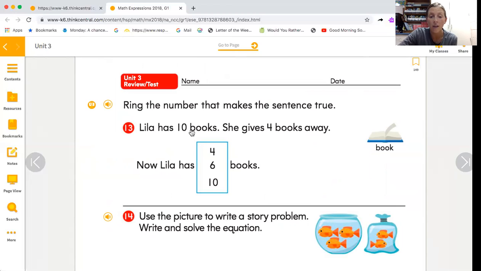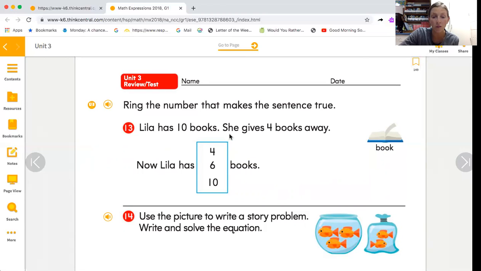Leela has 10 books. She gives 4 books away. So she has 10 books and she gives 4 books away. Now Leela has how many books? Circle the correct number. And please write the equation over here with the box telling me the unknown. I'll read it one more time and then I'll let you pause to solve.